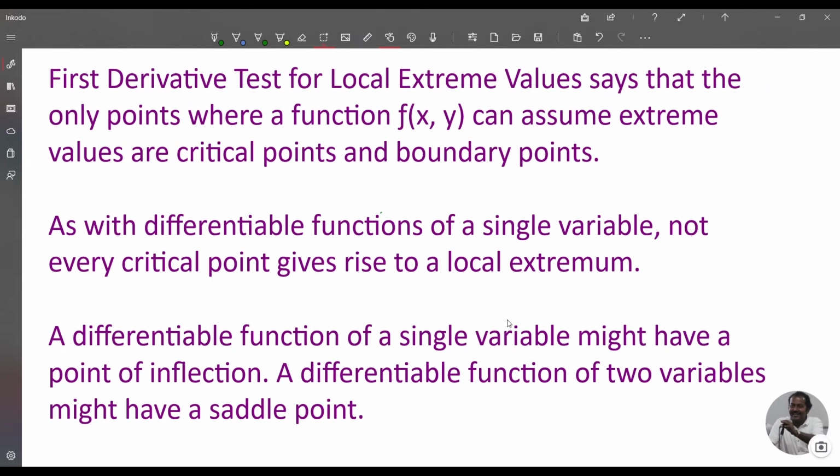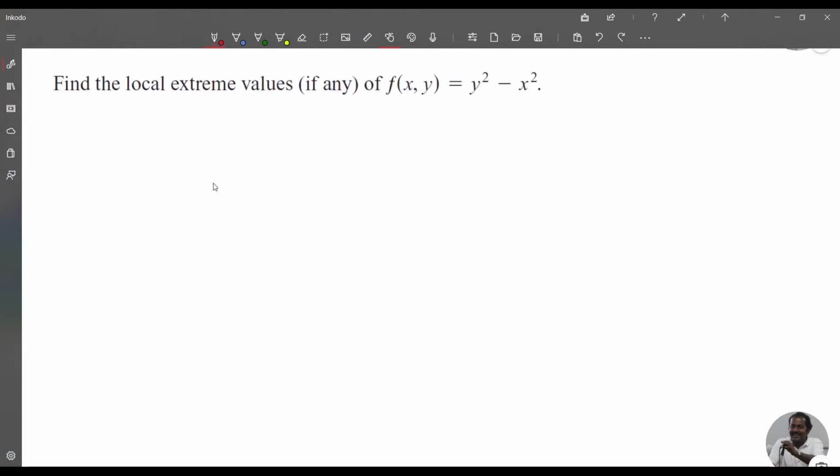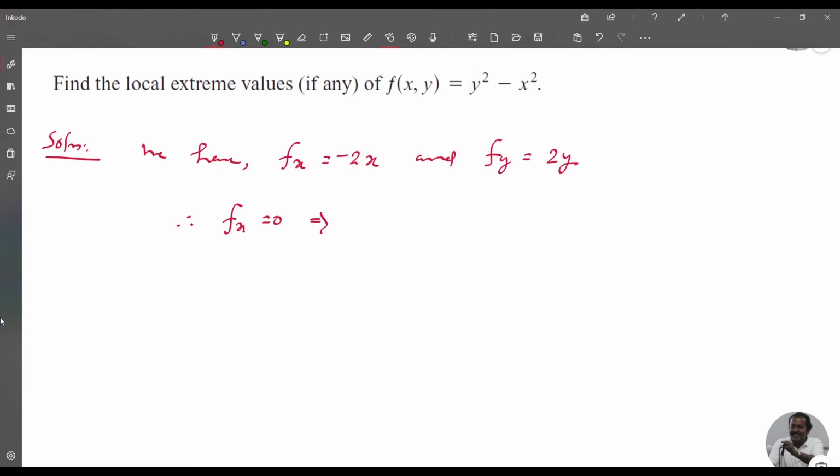Now we do a problem. Find the local extreme values, if they exist, of the function f of x y is equal to y square minus x square. The domain is the entire x y plane, so it has no boundary points. We have f x equal to minus 2x and f y equal to 2y. Therefore, f x equal to 0 implies minus 2x equal to 0, so this implies x equal to 0.